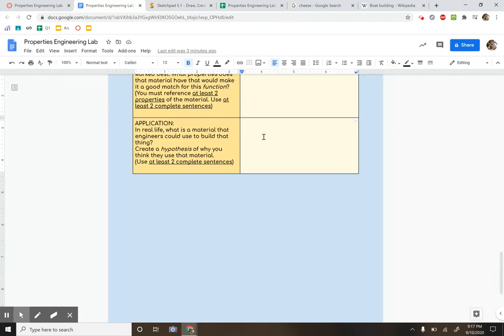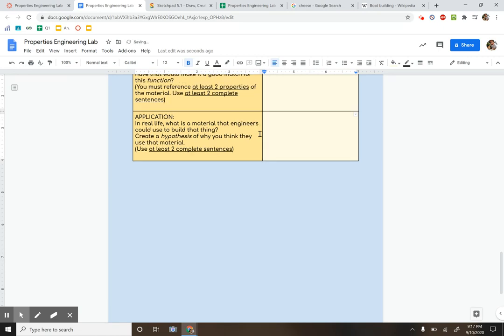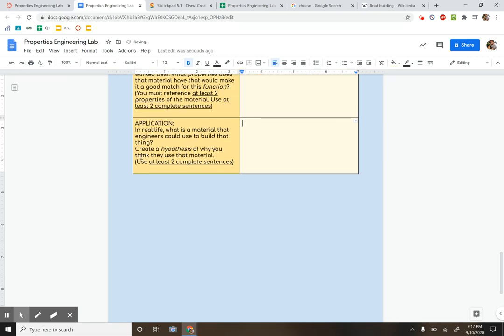So here I'm going to say, well, boats in real life, I found out that boats are made of cheese. And so you're going to tell me what it's made of, your one thing that you picked. Uh-oh, better fix that. And then you're going to create a hypothesis. That means a possible explanation of why you think they use that. Well, I think they use cheese so that if they get stranded in the ocean, they could eat the boat and they won't starve, okay?